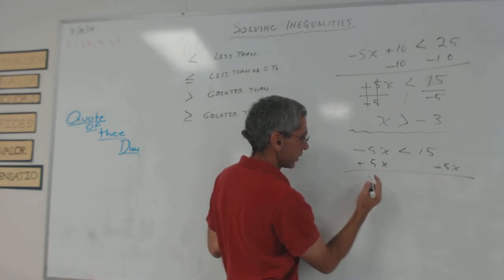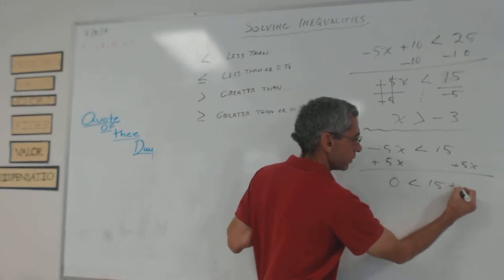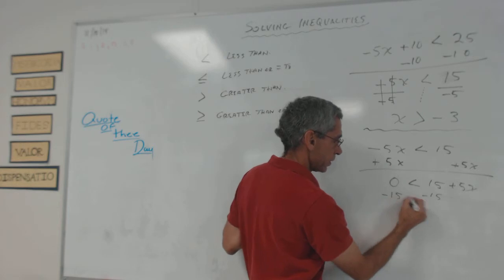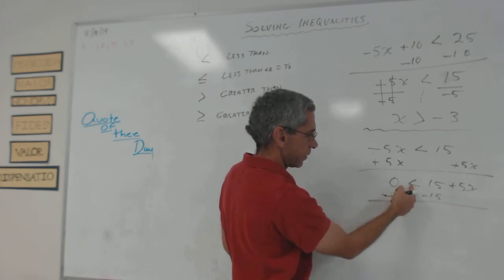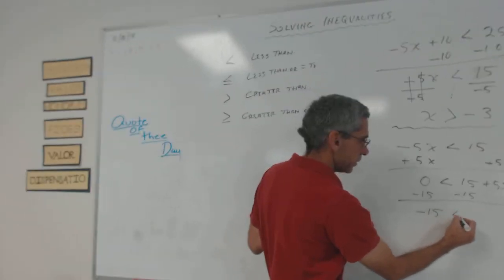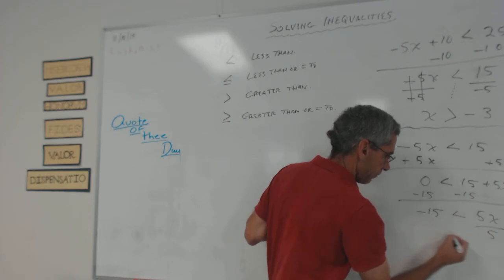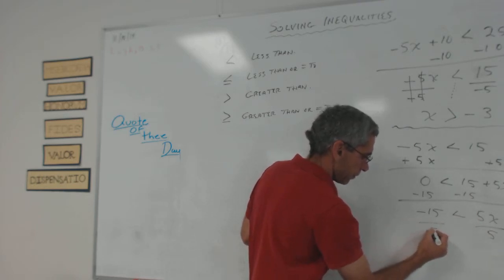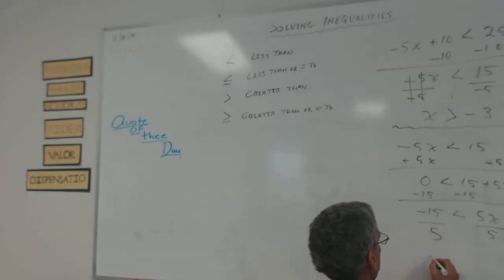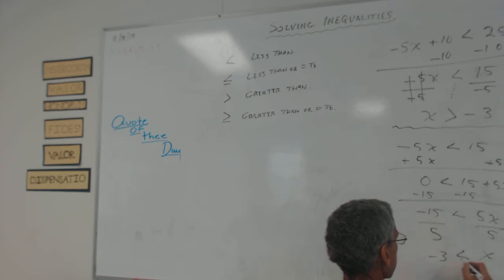But here, let me just show you. You add 5x to both sides. So suddenly I have 0 is less than 15 plus 5x, right? And then I'm going to subtract 15 from both sides, because adding and subtracting does not affect this inequality sign. So suddenly I have negative 15 is less than 5x, right? Now I'm going to divide by 5. Divide by 5. Okay, negative 3 is less than x, right?